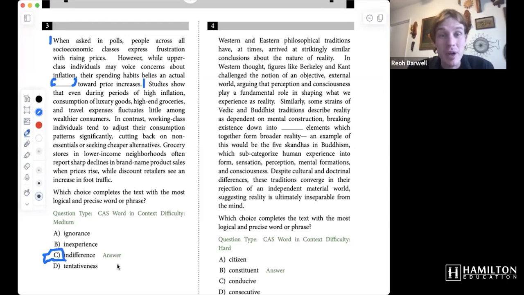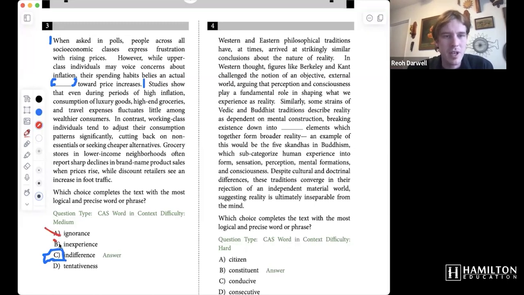It doesn't mean that they're not different. It means that they're uninterested, or it's not impactful. It's insignificant. So they have no strong feelings in terms of how they spend, even if they voice that.